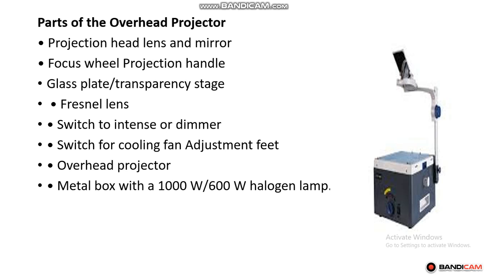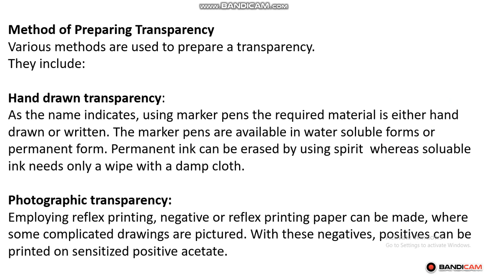You can see a knob at the side of this handle. We can rotate it so that the light coming from this overhead projector can be made more intense or dimmer. Accordingly the light can be regulated, and with that light the content in the transparency will be projected onto the screen. There is a cooling fan: if it is getting overheated, we can switch on the fan so that the machine will get cooled off. And there is a metal box with a halogen lamp.